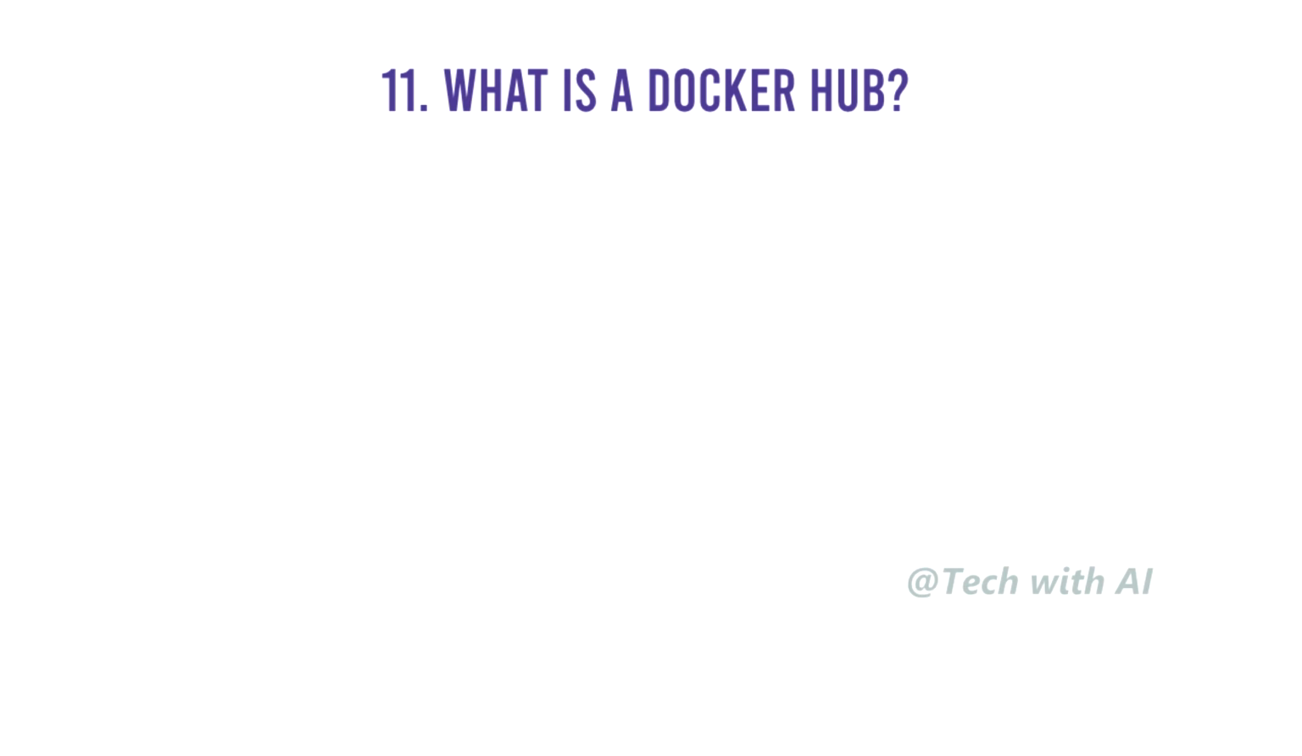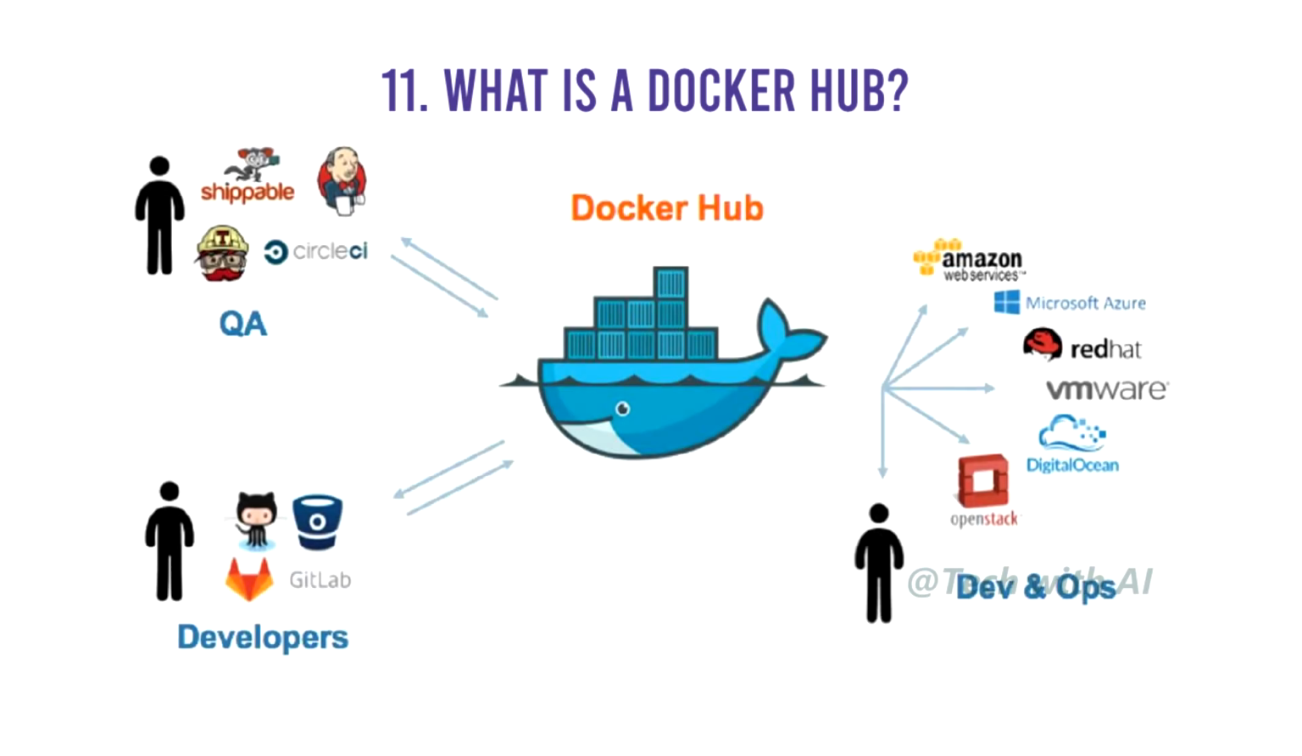What is a Docker Hub? It is a public cloud-based registry provided by Docker for storing public images of the containers along with the provision of finding and sharing them. The images can be pushed to Docker Hub through the docker push command.